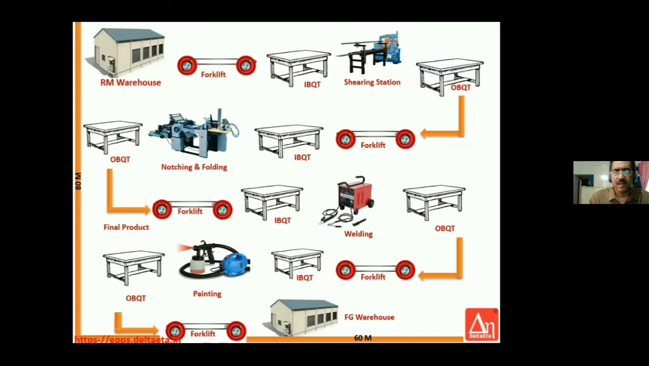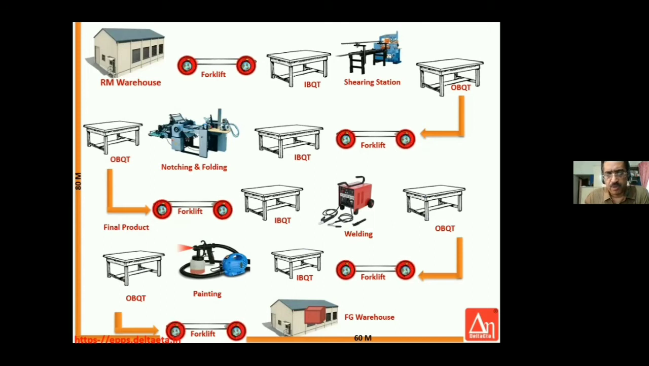This is transferred by a forklift to a notching and folding station, where it is notched and folded, and it is going to the welding station for the folds to be welded. The folds are welded, and now it is going to the painting section to get painted, and then it is going to the finished goods warehouse.